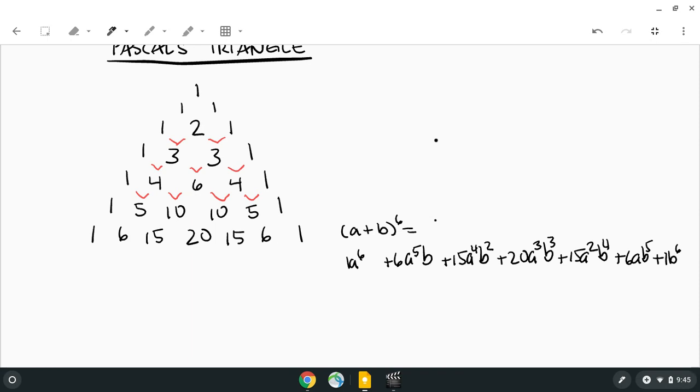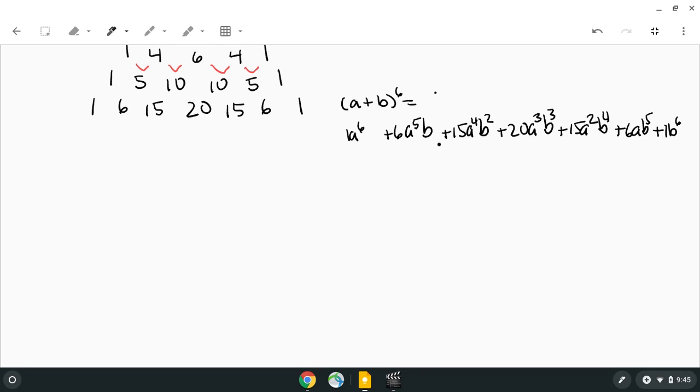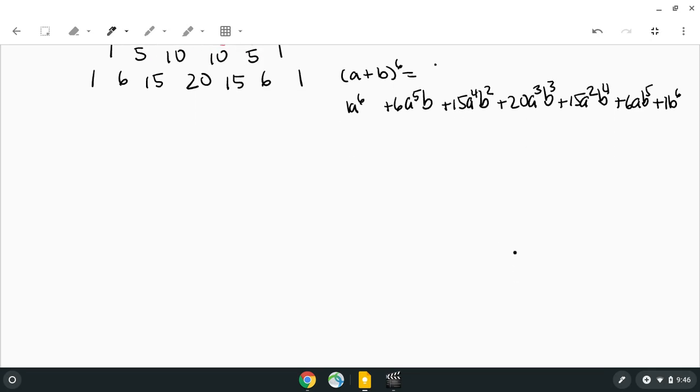We can do this same process for subtraction of a binomial. So if I had a minus b to the 6th, it's the exact same process. The only thing that changes is that your signs will alternate: positive, negative, positive, negative, positive, negative, positive.